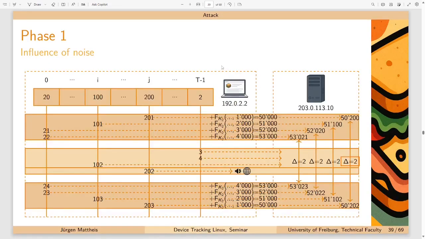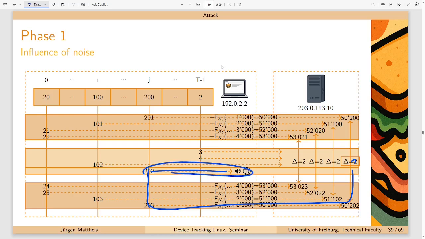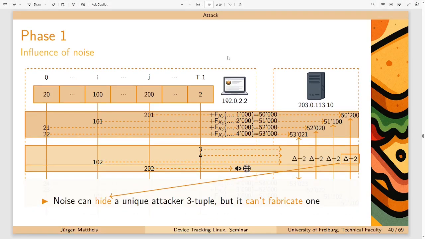But there's also a little problem. We of course have noise: the client device could make other connections to google.com or something. And this noise is actually able, as you see here was a 1 before, to hide unique attacker free tuples. This would actually be an attacker free tuple if it wasn't for the noise over here at the bottom, here in the middle, I mean. But the good news is noise can hide a unique attacker free tuple, but it can't fabricate one.